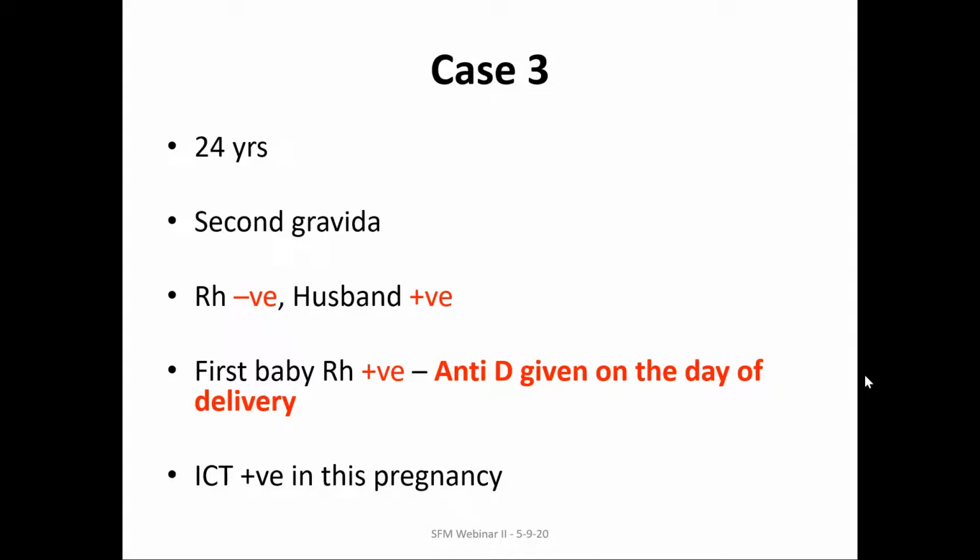Third was a 24-year-old second gravida, Rh negative, partner positive couple. First baby was Rh positive, but she was indeed given anti-D on the day of delivery. But despite that, the ICT became positive in this pregnancy when she was tested at the booking visit.